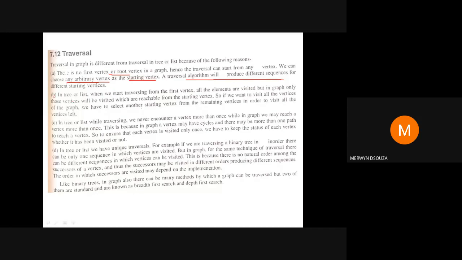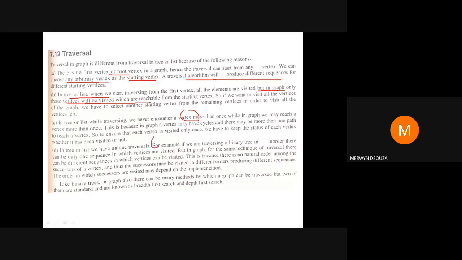Then also, in a tree, we are guaranteed to visit all the vertices or all the nodes. But in a graph, we may not be able to visit all the vertices. We may be able to visit only the vertices which are reachable from the starting vertex. Some vertices which are not connected may not be reachable at all. So it may not be possible to cover all the vertices in that traversal.